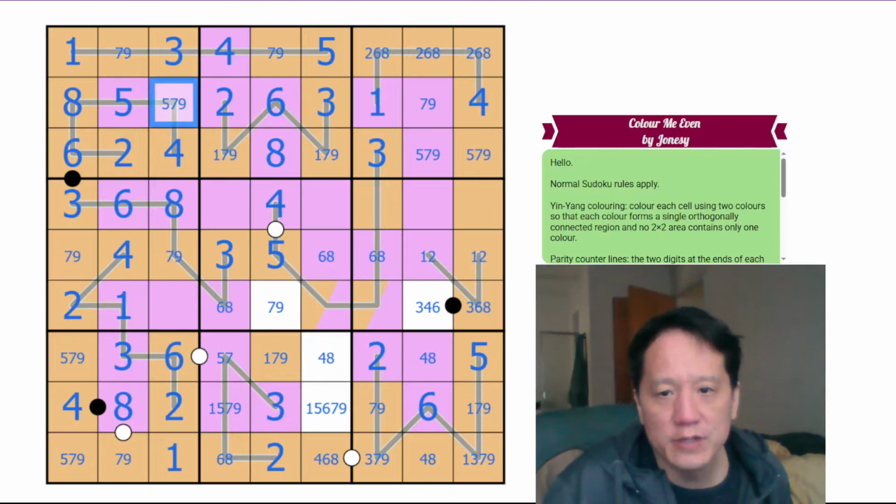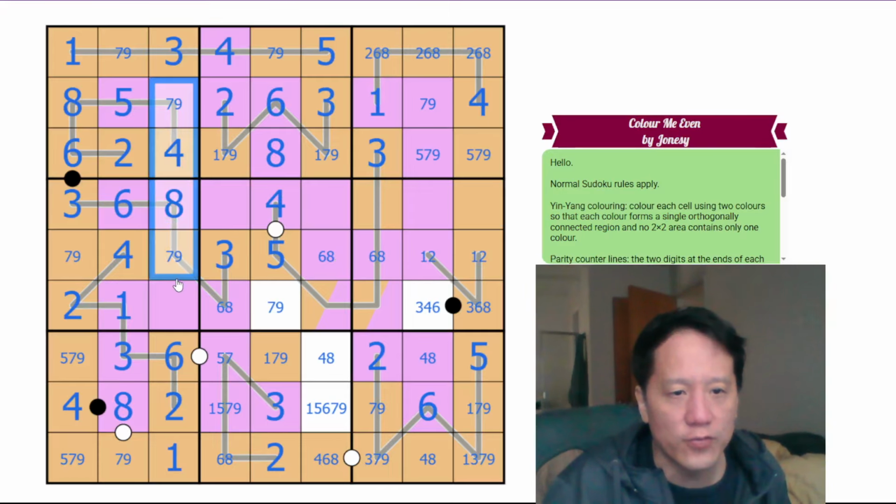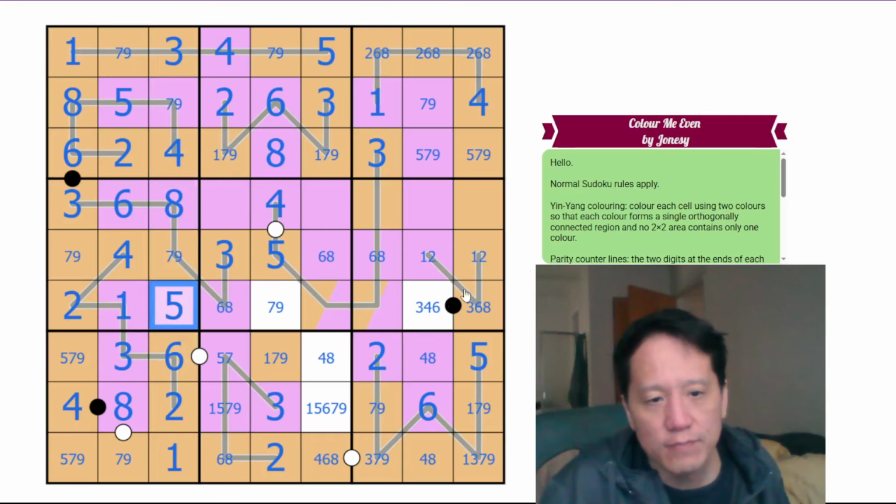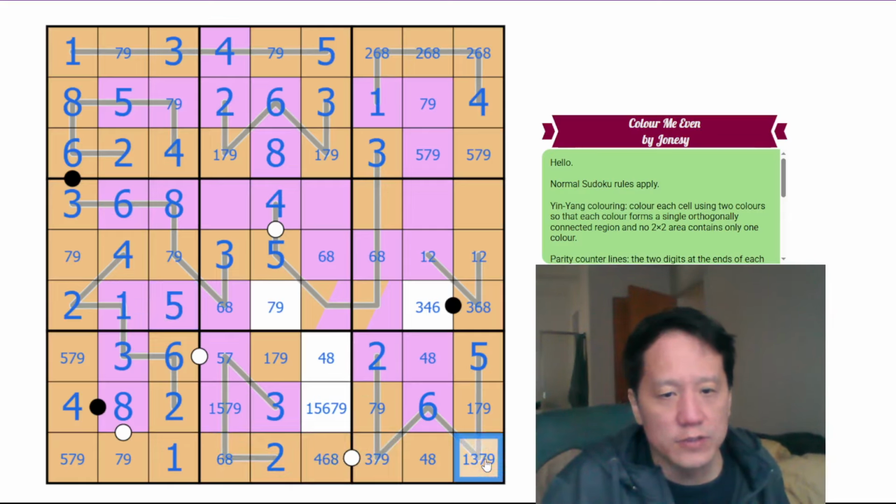This 5 eliminates 5 here. So we have a 7, 9 pair in column 3, which eliminates 7, 9 in the rest of the column, so this can't be 7 or 9. It's 5. 3 is one of these two.